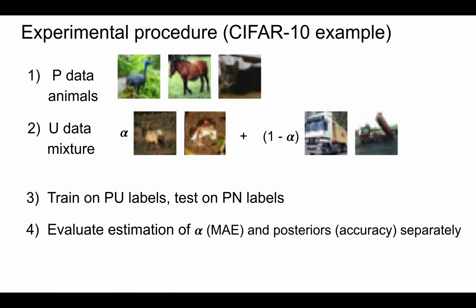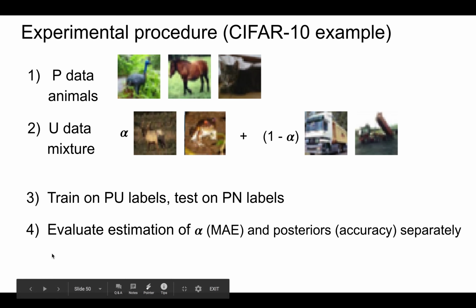Moving on to experiments. First, the procedure. On the example of CIFAR-10, this is a dataset that has pictures of animals and vehicles. First, we set some class as positive, for instance, animals. Then we construct a mixture of animals and vehicles. And this is PU data, artificially constructed. We train on this data, but when we test, we evaluate on positive-negative labels. So it's either an animal or a vehicle.